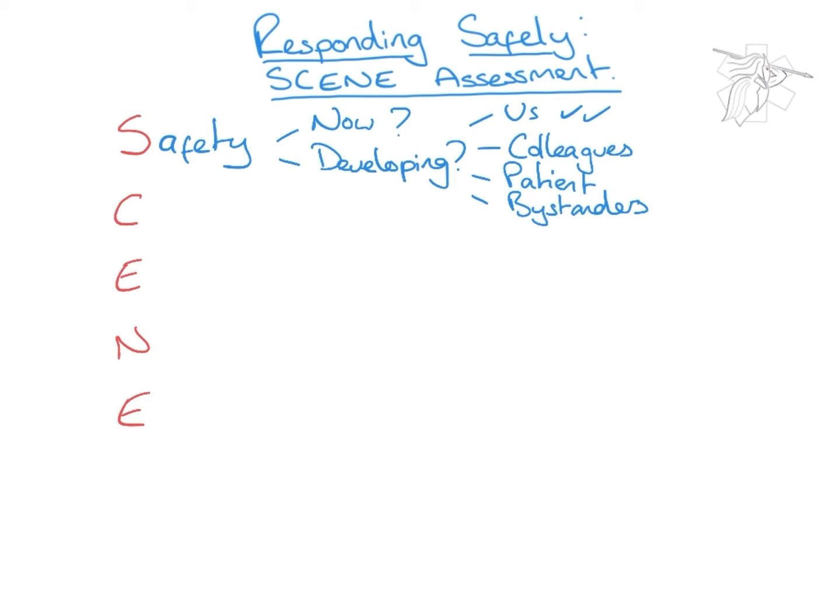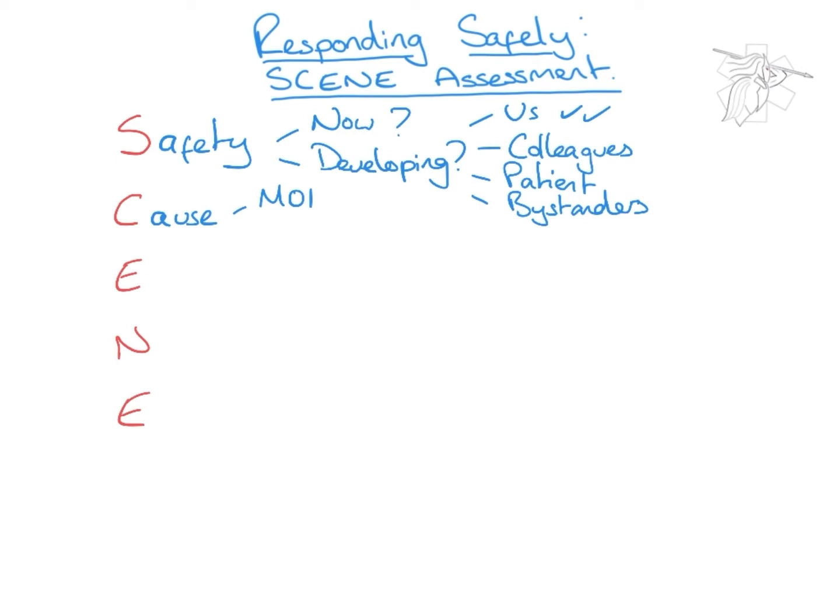So any safety concerns now, any that could develop, and safety of ourselves, our colleagues, the patient, and any bystanders. Next we move on to C, which stands for cause. That's our moment to pause and consider the mechanism of injury, so MOI.